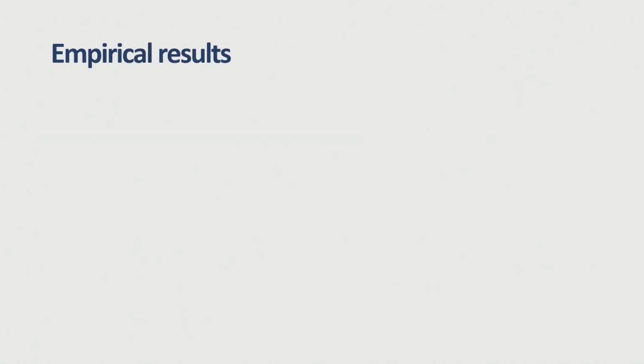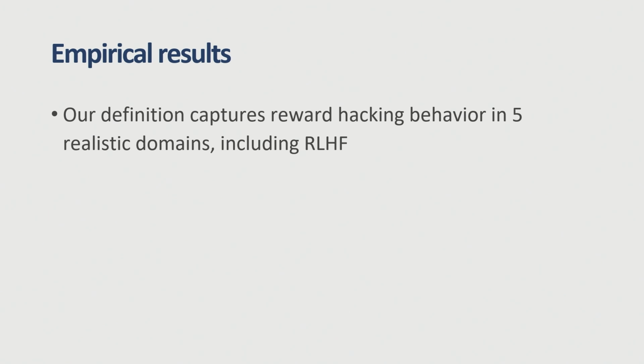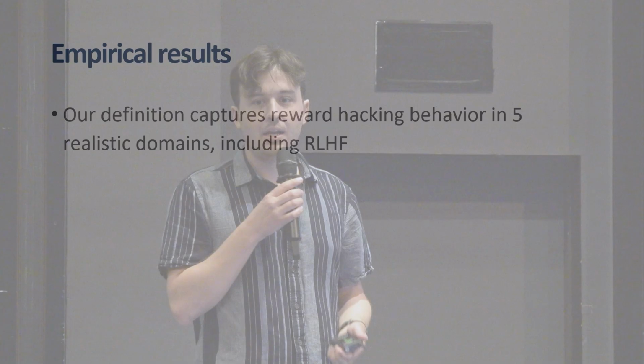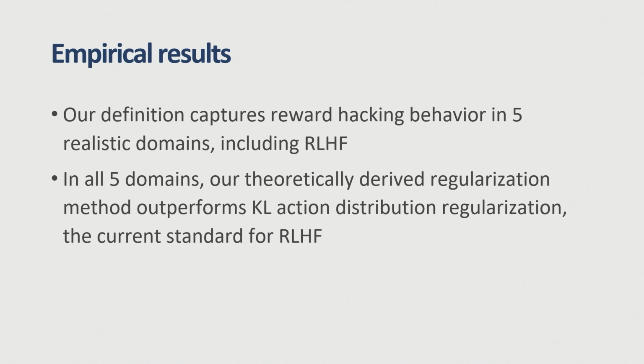So empirically, we showed that our definition actually captures reward hacking behavior in 5 realistic environments. This includes RLHF plus some other realistic cases. And furthermore, we showed that our theoretically derived regularization method that I just showed actually outperforms ways people are currently preventing reward hacking with regularization. So a lot of work has gone into preventing over-optimization of learned reward functions like in RLHF using this KL penalty. A lot of times people add this KL penalty that penalizes how much the model diverges from the SFT policy. And this seems to work okay.